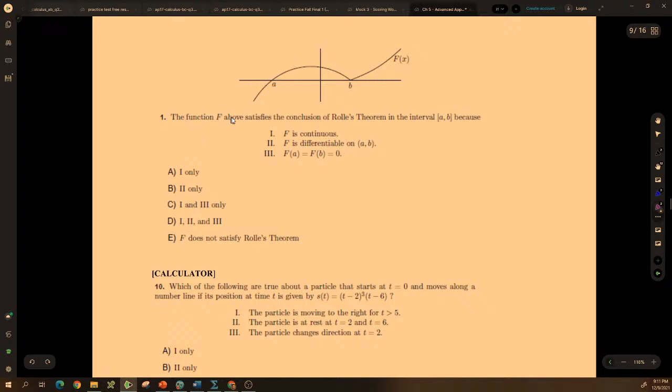Next one, the function f above satisfies the conclusion of Rolle's theorem because f is continuous. That's one of them, and it is. f is differentiable. Now, this is kind of tricky because at b, f is not differentiable there, right? It makes a cusp or a corner. But we don't care about at b, we care about inside, in between.